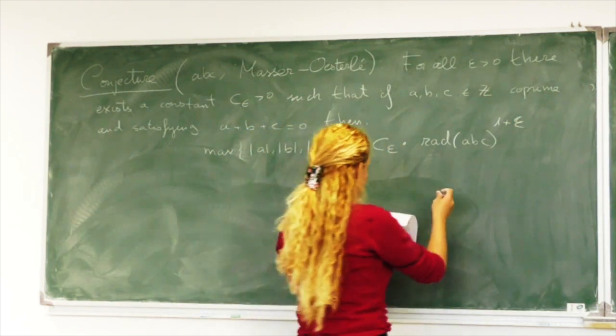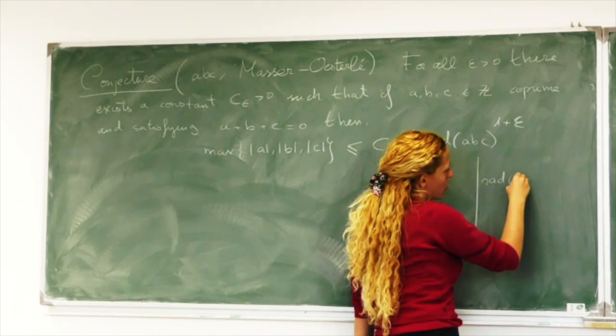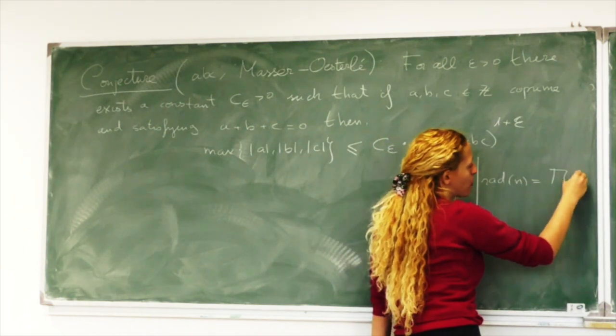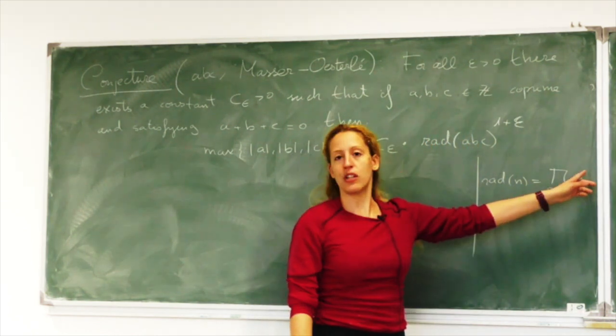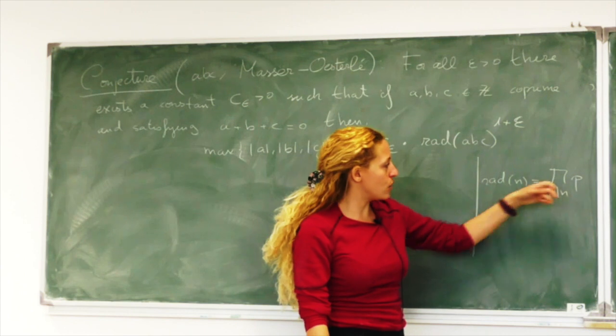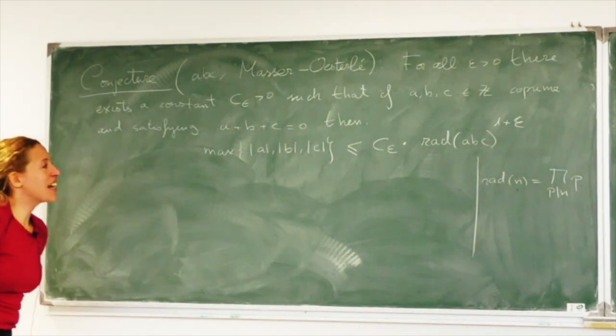Who is the radical, just in case you don't know it? The radical of an integer is equal to the product of all the primes that divide the integer, but you remove the exponent. So if p squared divides n, you only consider p. So this is the ABC conjecture.